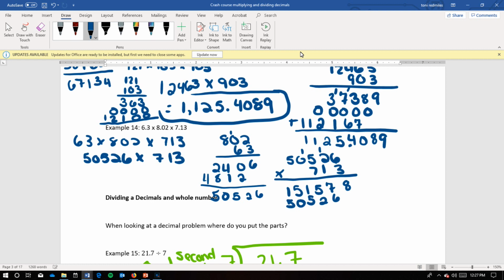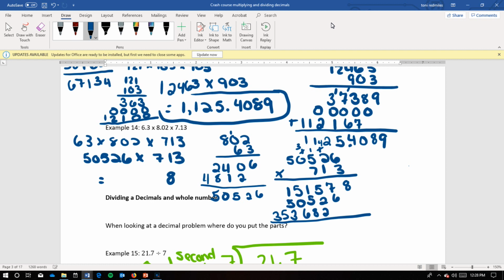All right, line up underneath the 7. 7 times 6 is 42. 7 times 2 is 14 plus 4 more is 18. 7 times 5 is 35 plus 1 is 36. 7 times 0 is 0 plus 3 more is 3. And 7 times 5 is 35. All right, I'll put my answer over here.